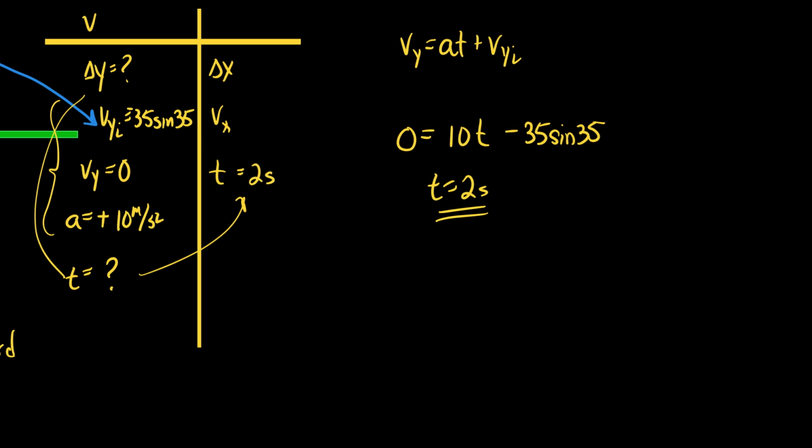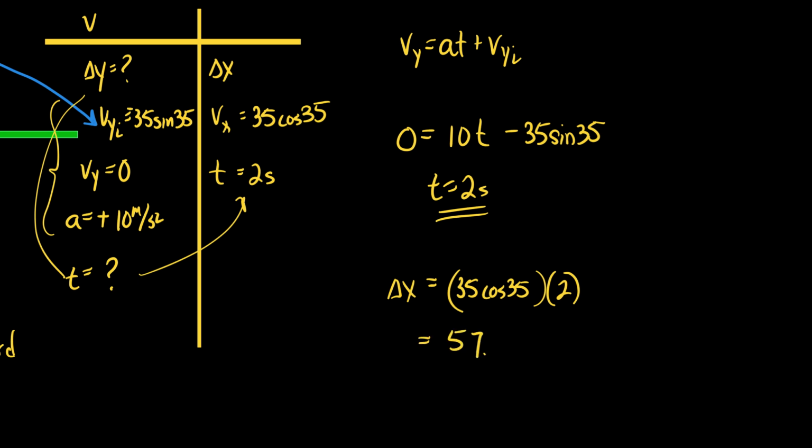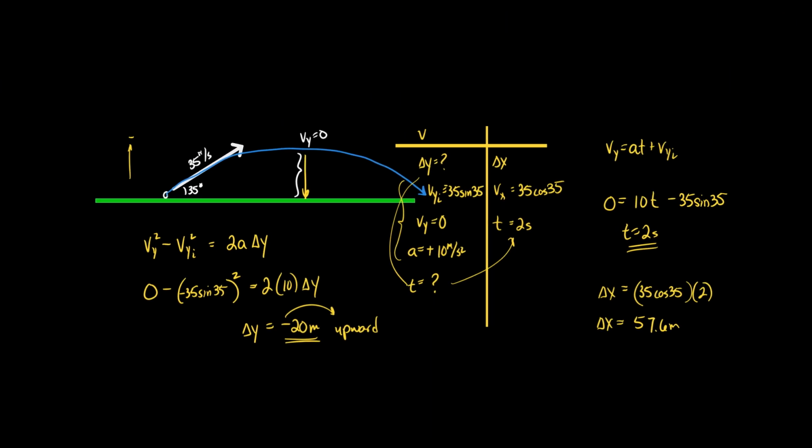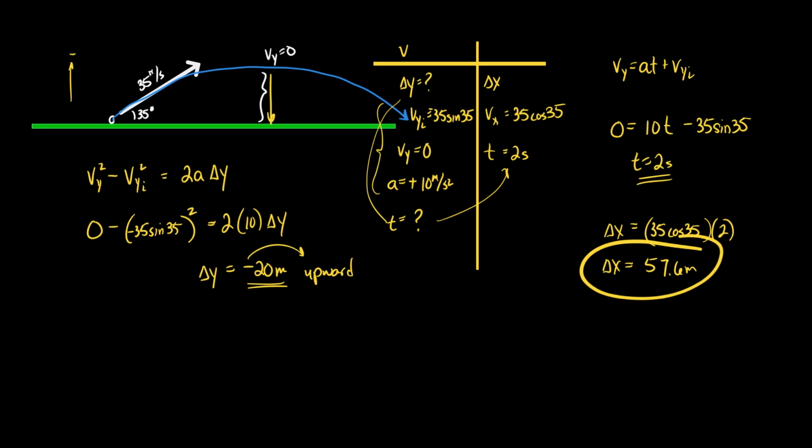So this equals 2 seconds, and this equals 35 cosine 35. So delta x will equal 35 cosine 35 times 2. And that tells me that it's 57.6 meters. Now, I'm pretty sure if I want the whole distance it went, I would just double this, because that looks like it's in the middle. It's symmetrical. But we'll keep going.